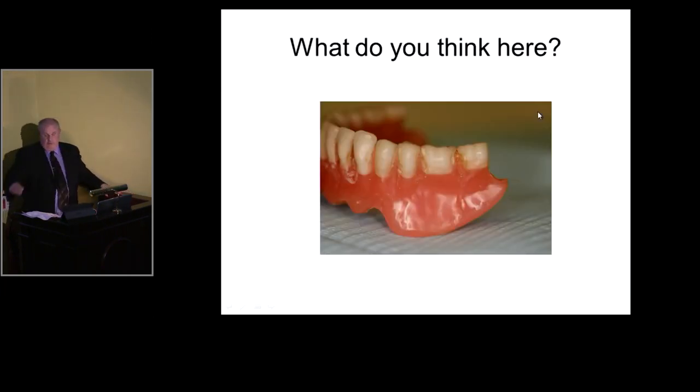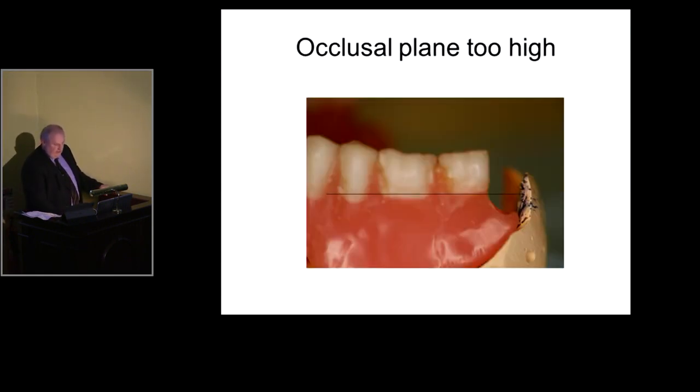So we've two more slides. What do you think of this? This is the retromolar pad here. What do you think of the occlusal plane here? Too high or too low or perfect? Too high, yeah, causes instability of the denture. That's where it should be.